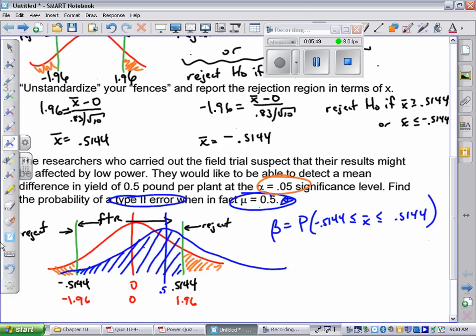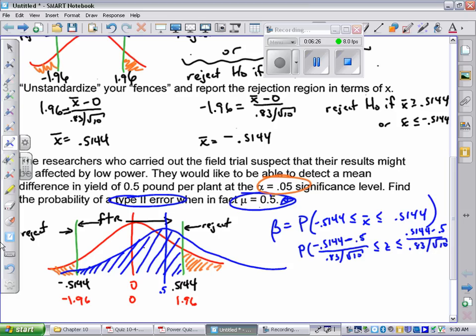So I get that, and now I need to standardize it. Negative 0.5144 minus the new mean, over sigma divided by the square root of n, less than or equal to z, less than or equal to 0.5144 minus 0.5 over sigma divided by the square root of n.